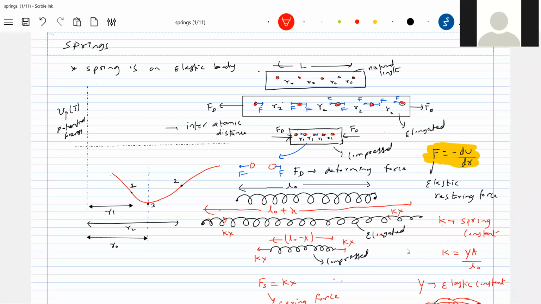Sir, is X the same in both cases, elongated and compressed? Need not be, it can be of any value.